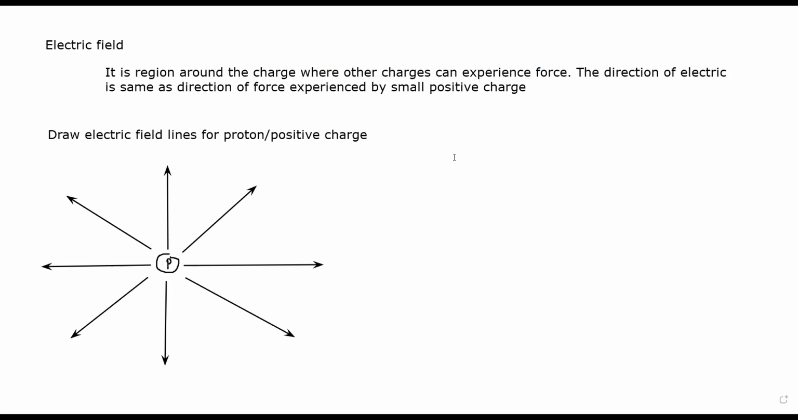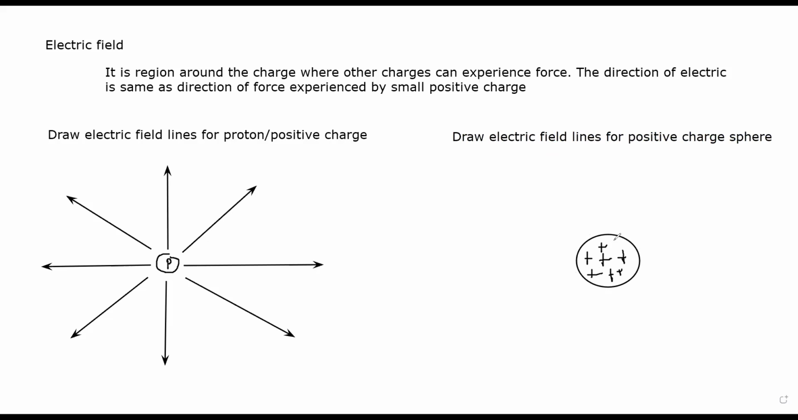If I say draw the electric field lines for a charged sphere, then for a positive charged sphere, because the sphere will have more charge, it will have a stronger electric field compared to that of a proton. So how can I distinguish whether a field is stronger or weaker? To show this, I will draw more field lines. And if I place a positive charge, it will always move away from this sphere.